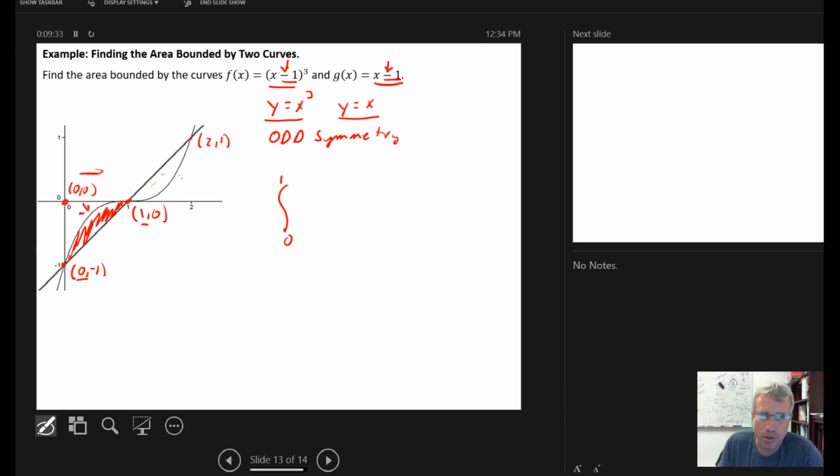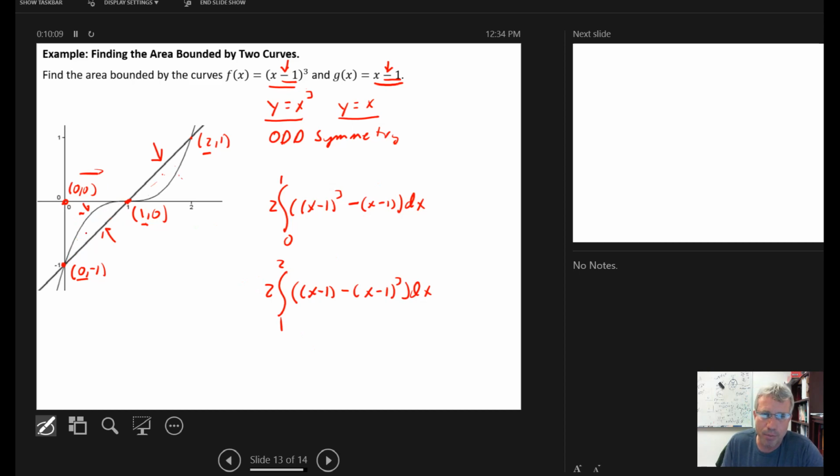And the upper function is the cubing function. So I'm going to take the x minus 1 cubed, and I'm going to subtract the linear function that's down below and multiply it all by dx. And then I want to recognize I have two regions of the same area by odd symmetry, so I'll double the result. Notice we could just as easily take the integral from 1 to 2 of now the upper function, x minus 1, and we could subtract from that the x minus 1 cubed, multiplied by dx, and double that area.